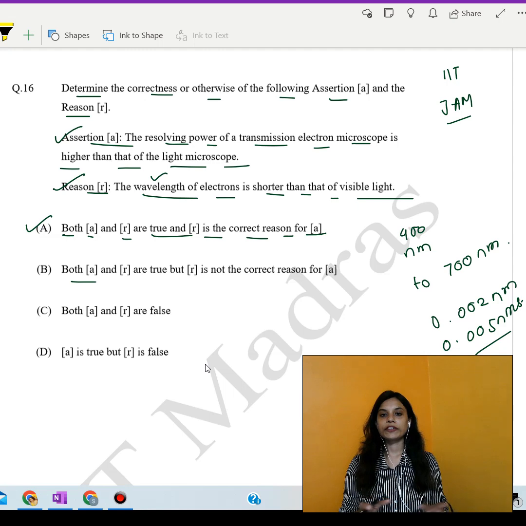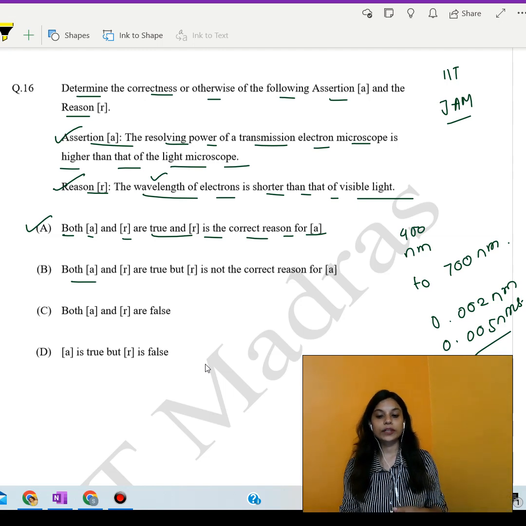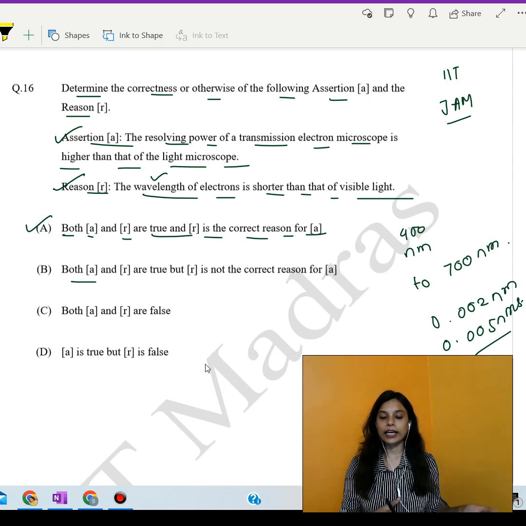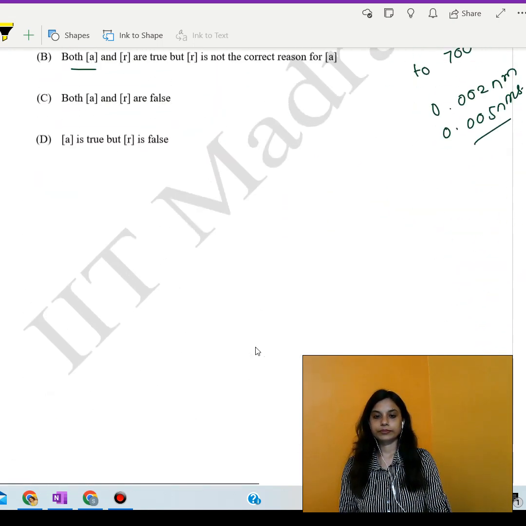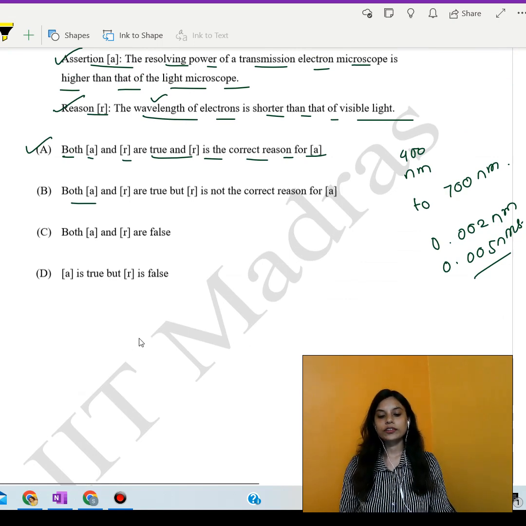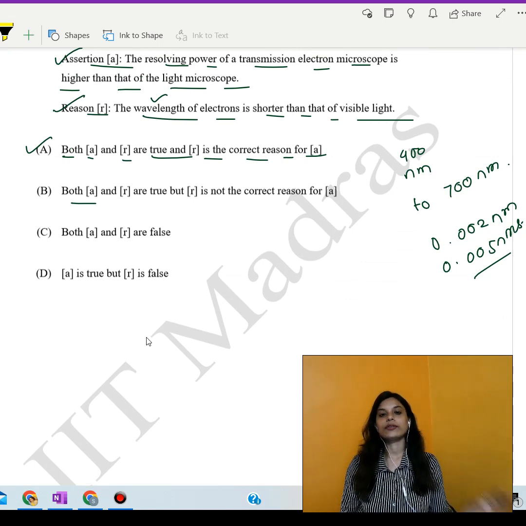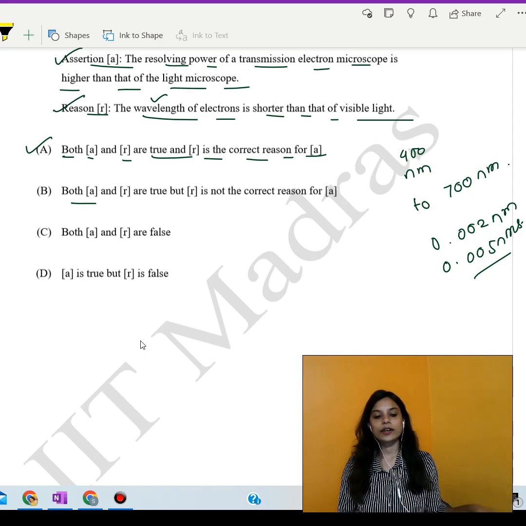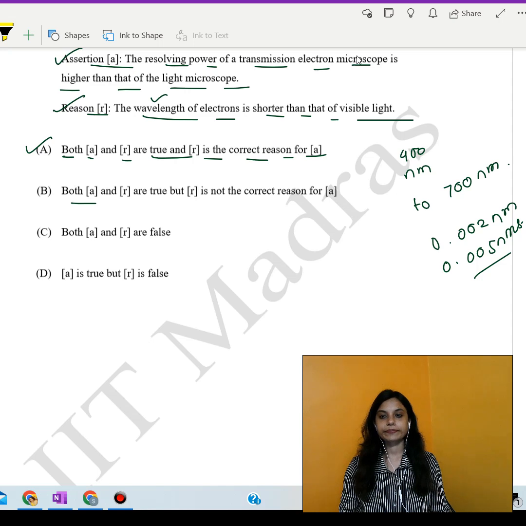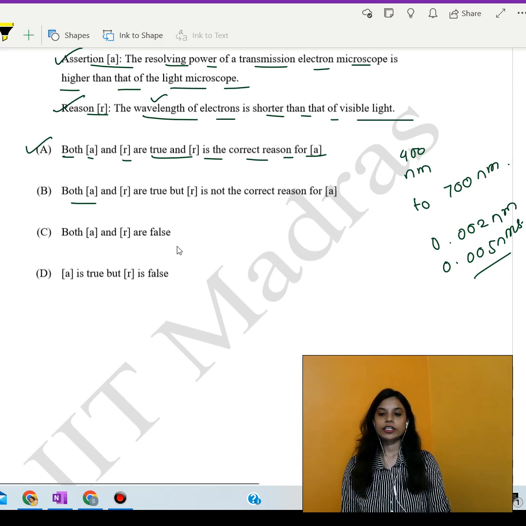Now, due to the shorter wavelength of the electrons compared to the visible light, TEMs can distinguish between the objects that are much closer together, resulting in a higher resolving power, like up to 0.1 nanometers, while the light microscopes are limited to around 0.2 micron. So therefore both the assertion and the reasoning are true, and the reason accurately explains the higher resolving power of the TEMs. Let's move over to the next question.